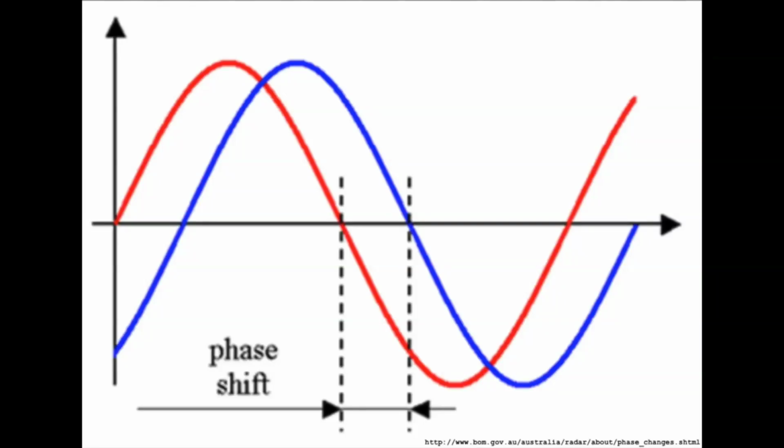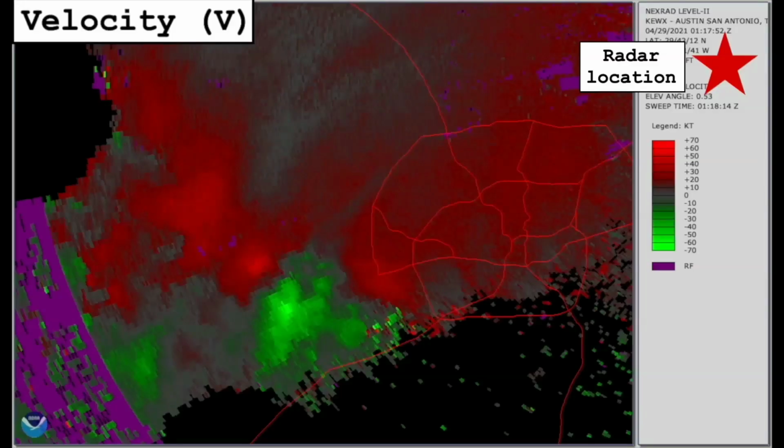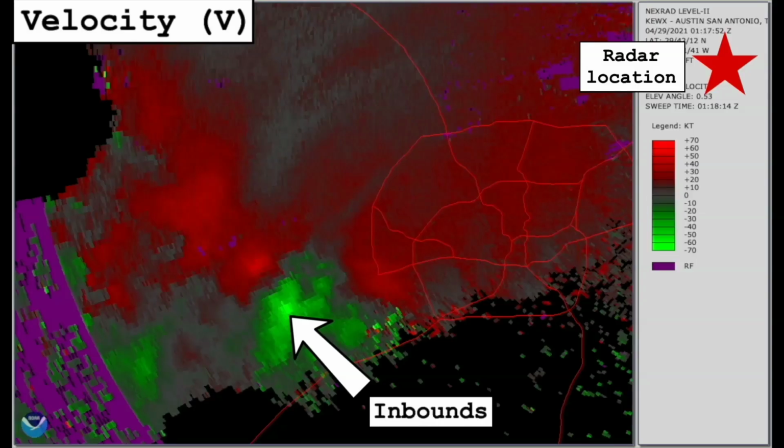Doppler radars measure the phase shift between an emitted pulse and the energy scattered back to the radar to estimate velocity. A target's velocity is comprised of the speed and direction of the target. Negative velocities, which are illustrated as greens, blues, and pinks on typical radar programs, represent targets that are moving toward the radar. These are also called inbound velocities.